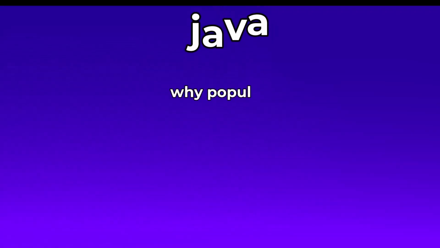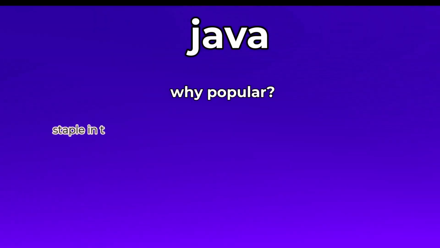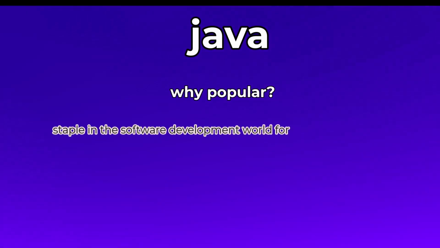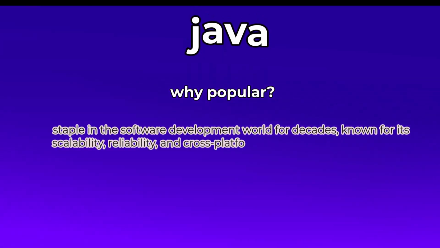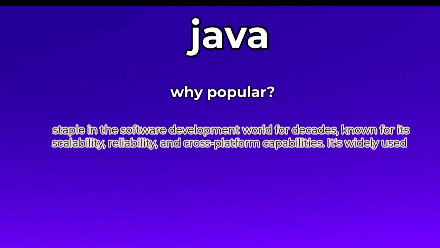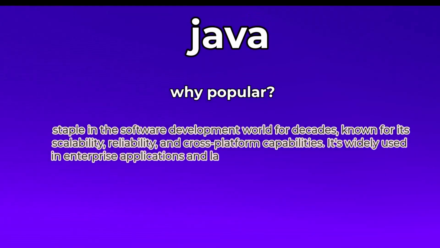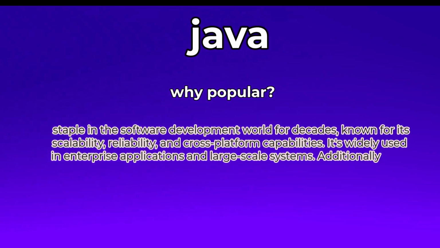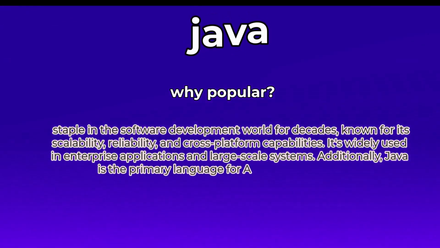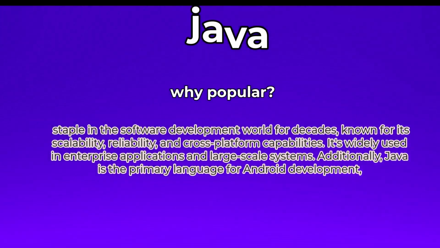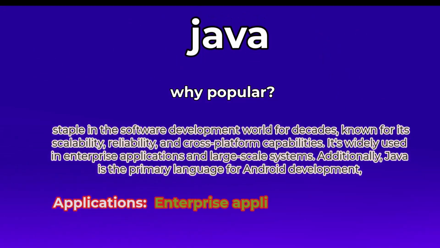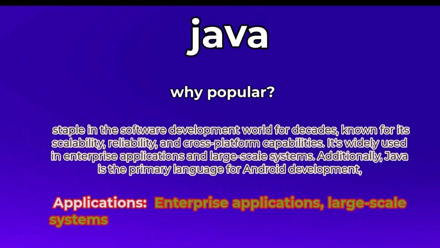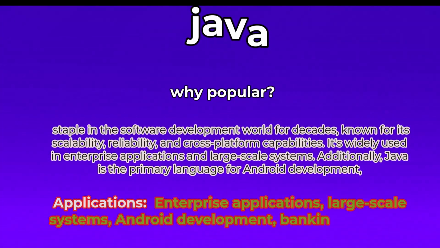Java. Why popular? Java has been a staple in the software development world for decades. Known for its scalability, reliability, and cross-platform capabilities. It's widely used in enterprise applications and large-scale systems. Java is the primary language for Android development, making it essential for mobile app developers targeting the Android platform. Applications: enterprise applications, large-scale systems, Android development, banking software.